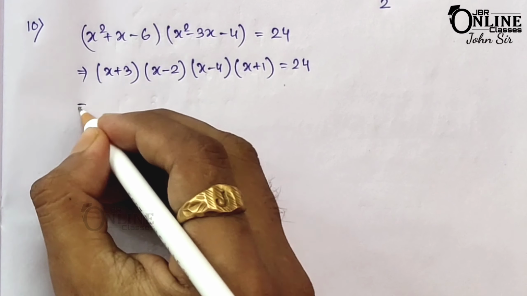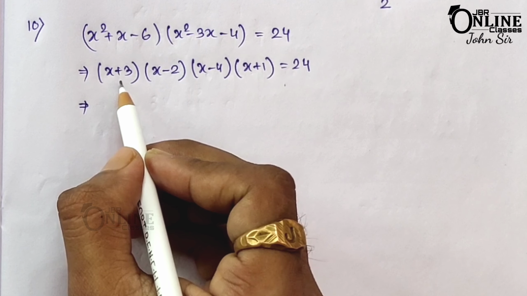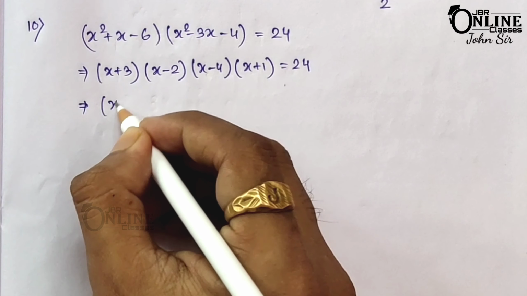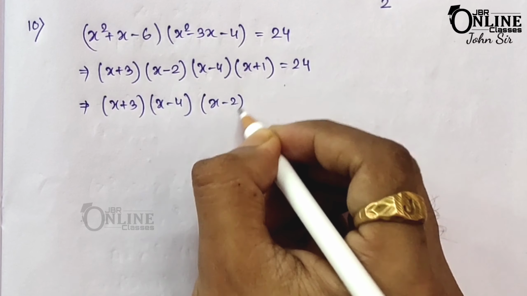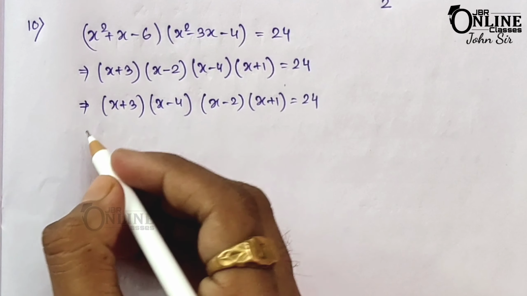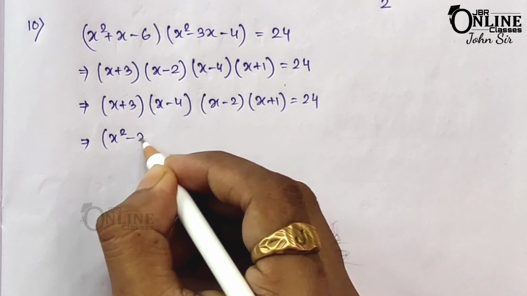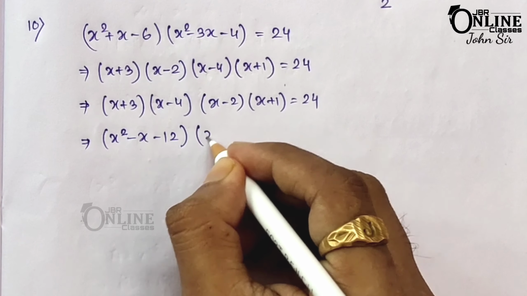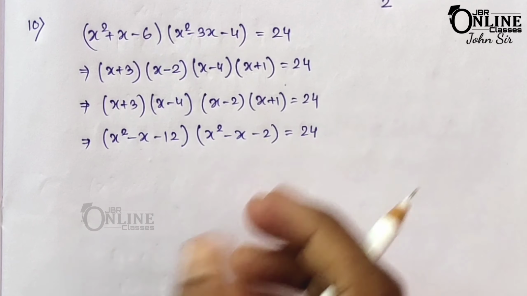Now you have to make a pair to common something. So here x plus 3, I hope x plus 3 will be multiplied with x minus 4, and then the next one x minus 2 into x plus 1, that equal to 24. Okay, so now here if you multiply this one, you will get x square minus x minus 12, and here also x square minus x minus 2, that equal to 24.